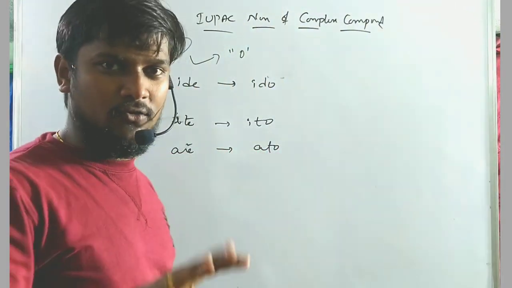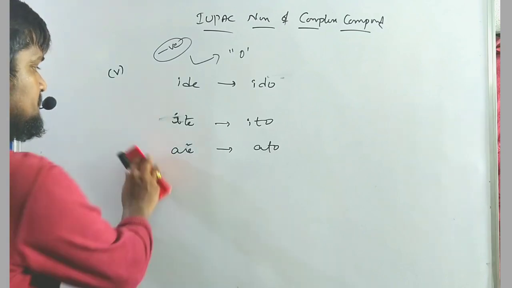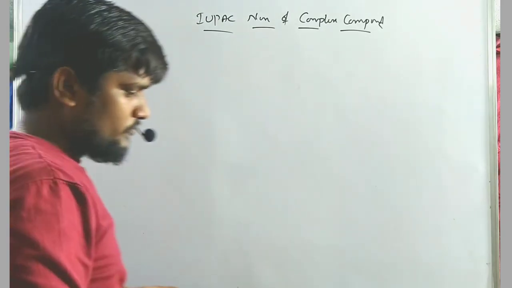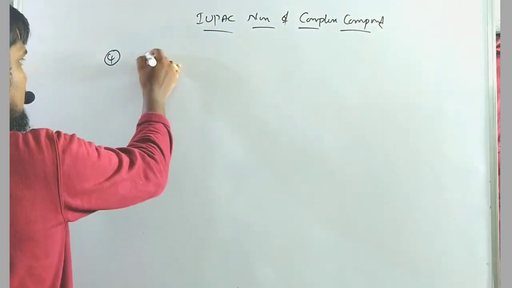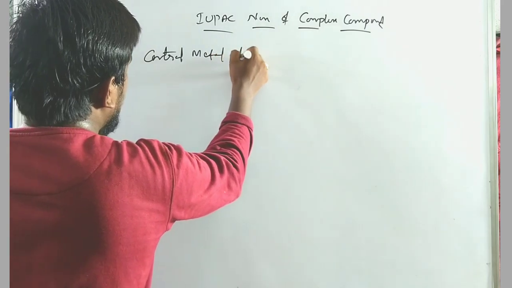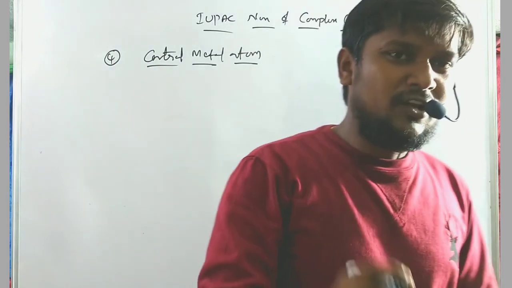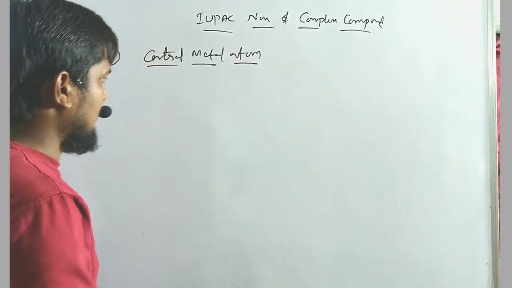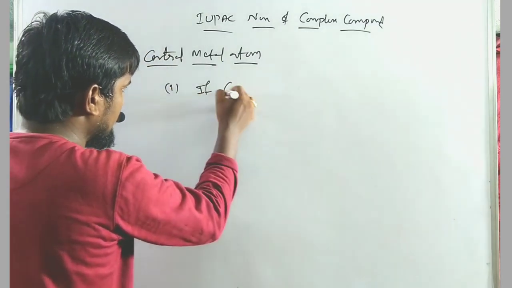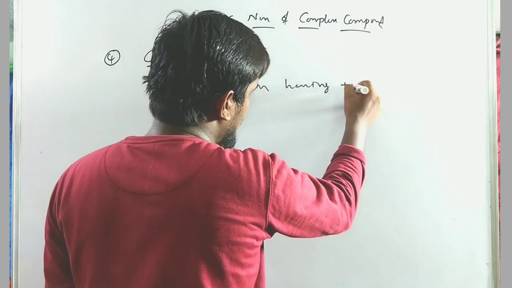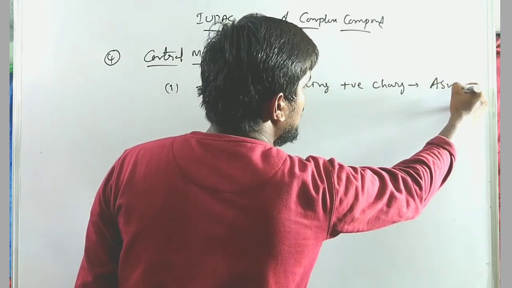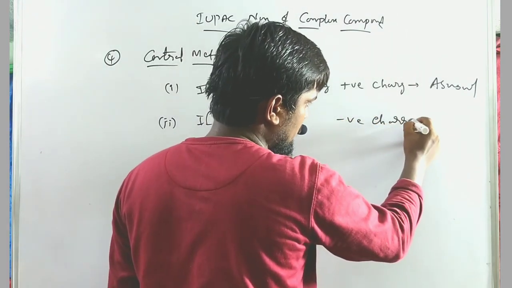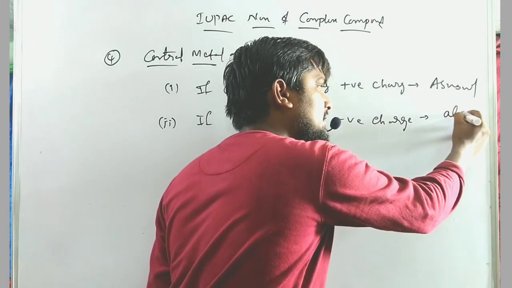Now the first rule is cation-anion, the second rule is coordination sphere, the third rule is ligand. Now the fourth rule is the nomenclature of the central metal atom. In central metal atom nomenclature, we use two types of subpoints. The first one: if the complex has a positive charge, write the name as usual. Second point: if the complex has a negative charge, the metal name ends with ate.